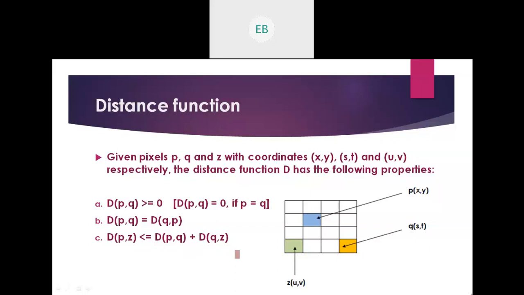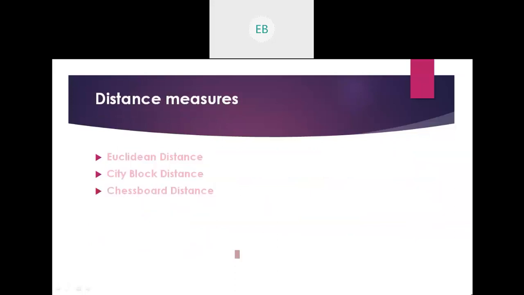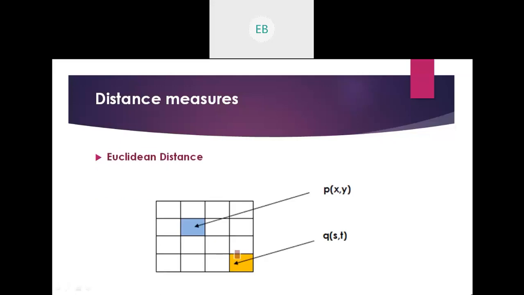Talking about distance measures now, we have 3 types of distance measures. First is the Euclidean distance, second is the city block distance, and the third is the chessboard distance. All the 3 distance measures have different formulas. Let me consider the first distance measure, the Euclidean distance.